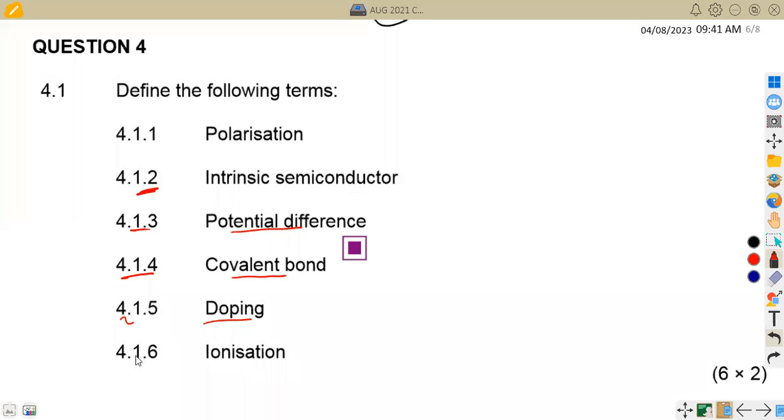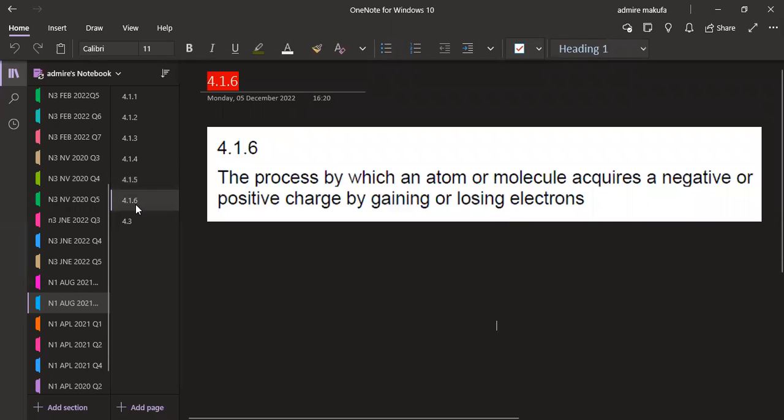And the other part, which is the last one, is ionization. So ionization, from our definition, what are we saying, guys? If we are referring to ionization, this is the process by which an atom or molecule acquires a negative or positive charge by gaining or losing electrons.